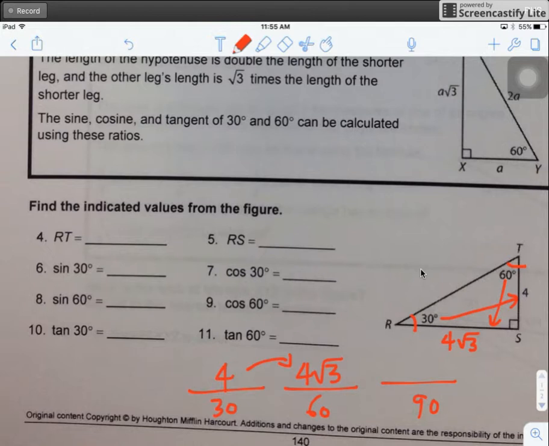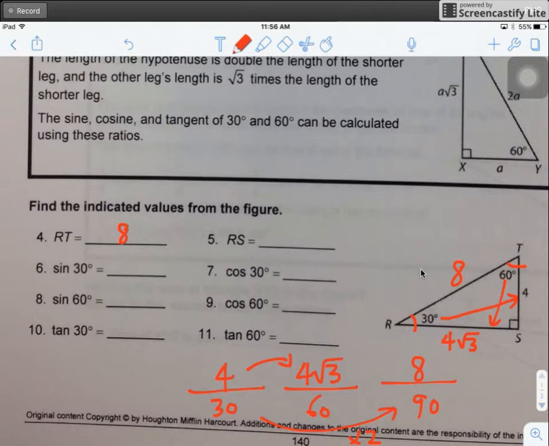And so the next thing we know is that the relationship between the short leg and the hypotenuse is that the hypotenuse is 2 times as long as the short leg. So that would be 4 times 2, which is 8. So now we have identified all 3 sides of the triangle. Let's go ahead and answer some of the questions. Number 4 is asking for RT, which we already know. We found that it's a hypotenuse, which is twice, so it's 8.